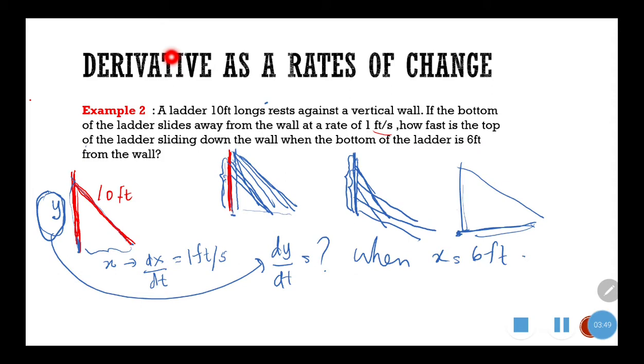Okay, so what is given to us? Kita ada 10 feet, this is the length of the ladder. And we have the rate of the bottom slides away from the wall. dx dt is equals to 1 feet per second. We don't know what is y. Even dy over dt pun kita tak tahulah. But the question wants us to find what is dy dt when x is equals to 6 feet. Right? Okay, so here, first thing is equation is not given to you.